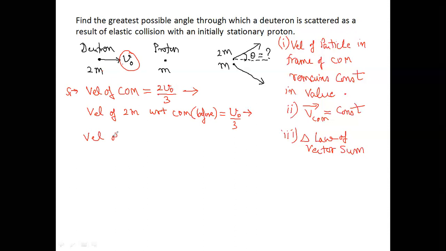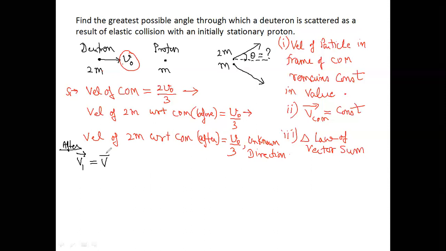Now the velocity of 2m with respect to center of mass after collision will also be v0 by 3. That's my point number 1, but its direction is not known to us right now. Then you follow this principle: after the collision, the velocity of particle 1 will be the velocity of 1 with respect to center of mass plus the velocity of center of mass.